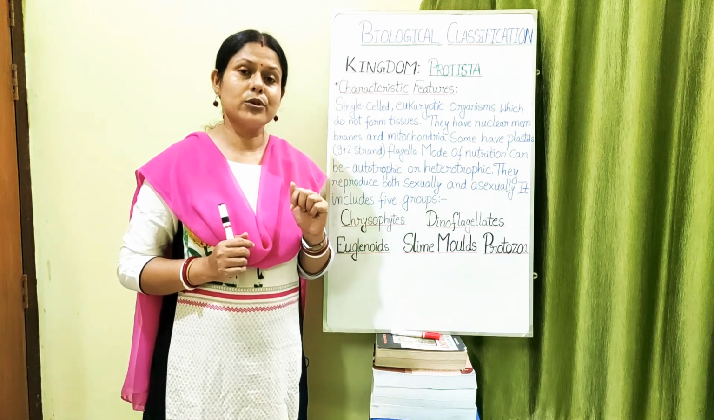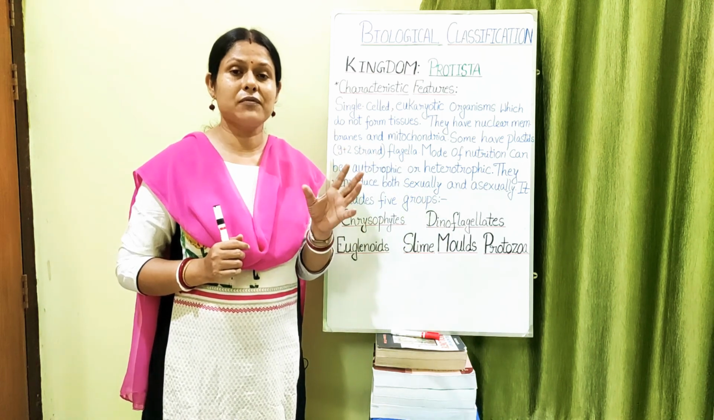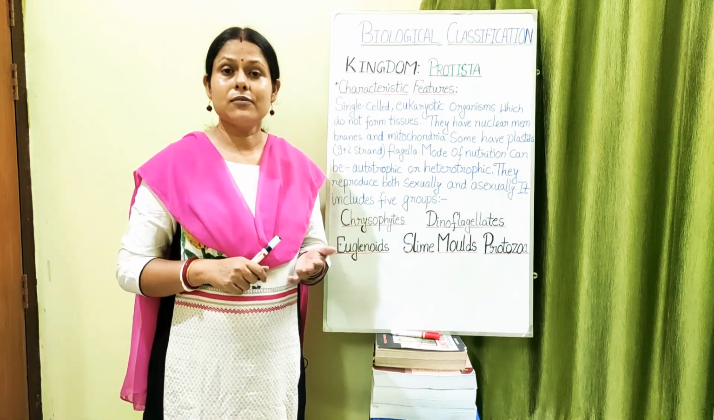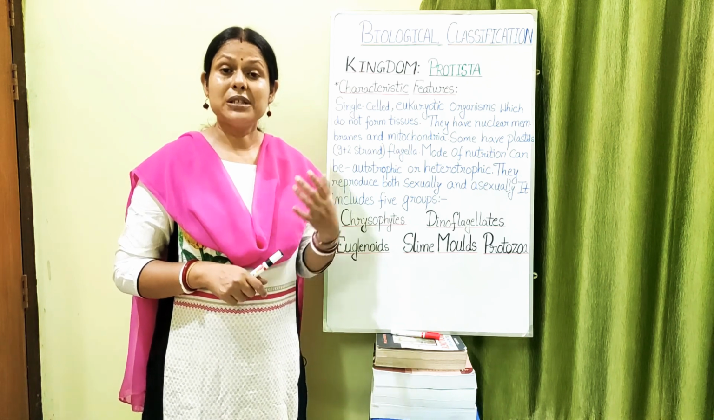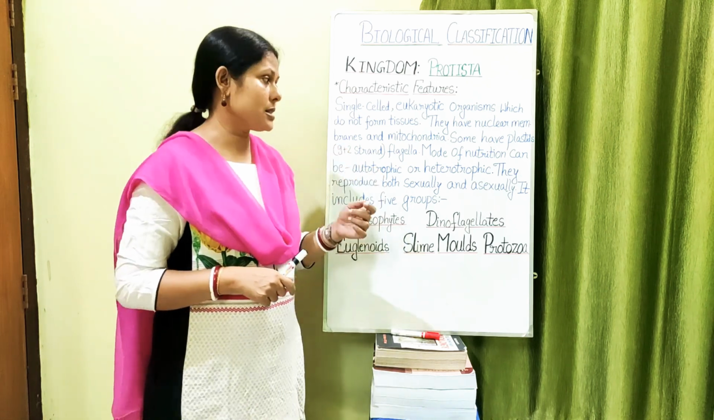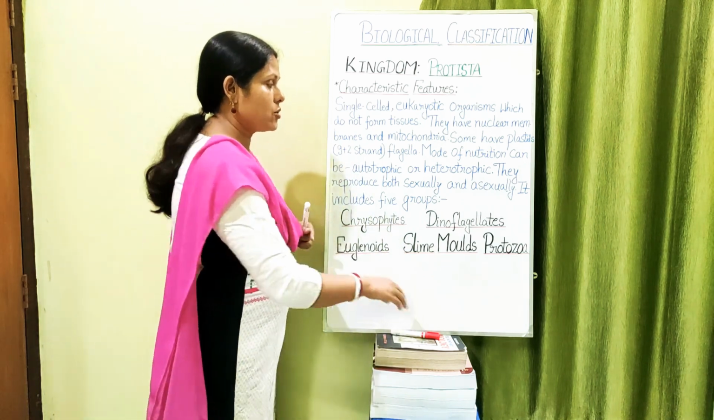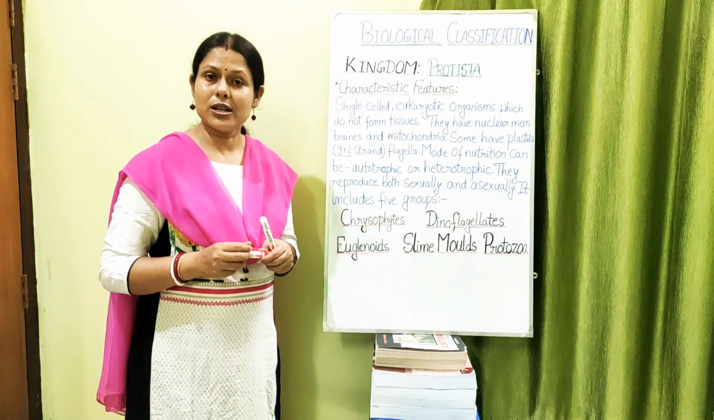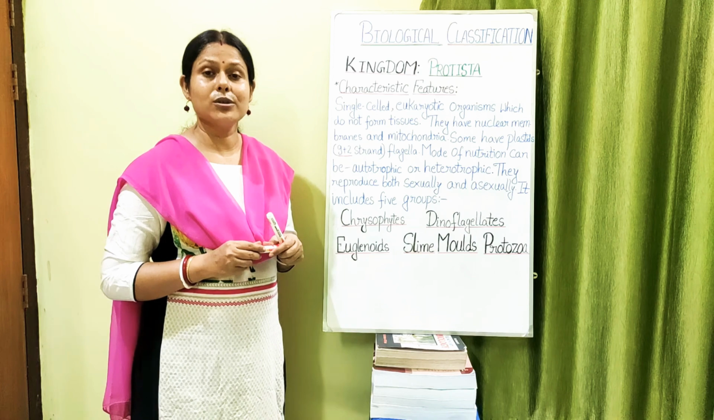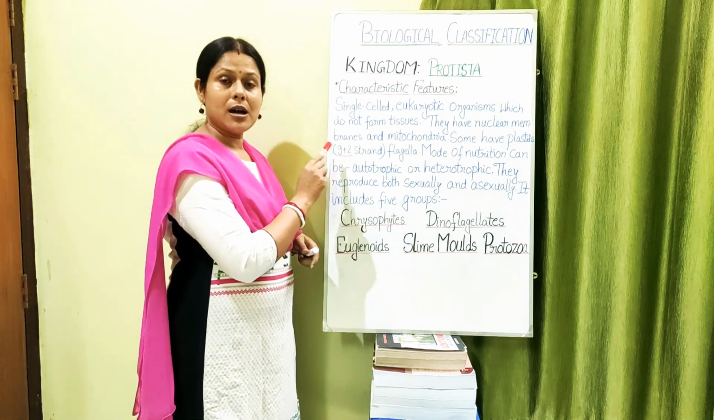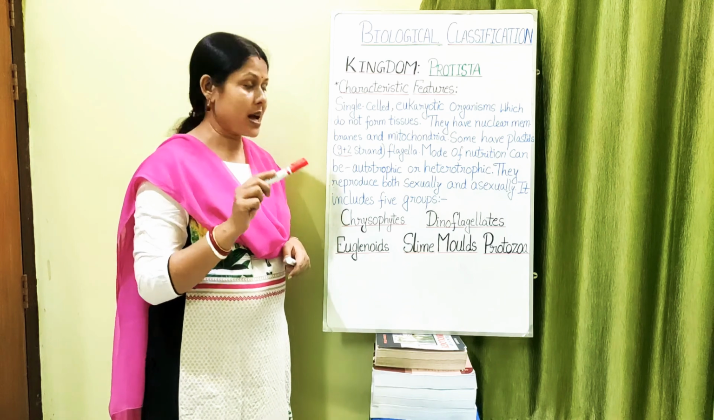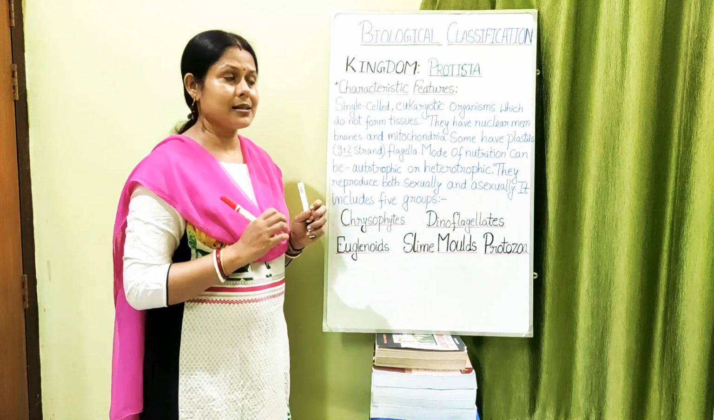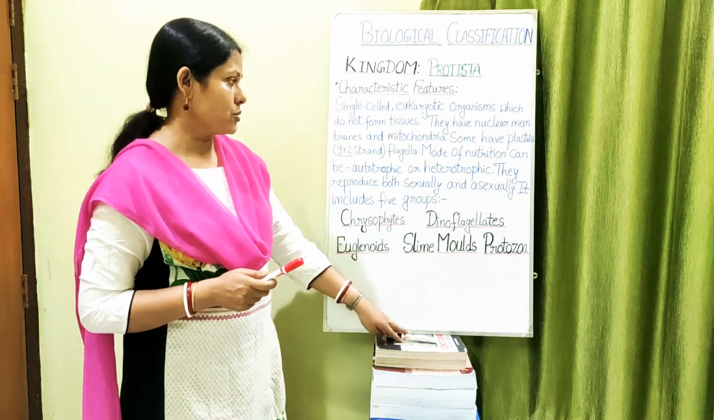Now remember, in monerans also they had flagella, but that was a very simplified flagella and there was no specific arrangement. Flagella of course is made up of the protein called flagellin, but in the organisms belonging to Protista, they show a particular arrangement in their flagella, that is the 9+2 arrangement. This 9+2 arrangement of flagella is a characteristic of the eukaryotic organisms. Peripherally there were 9 proteins, and centrally there were 2 proteins. So this arrangement of the flagella is a characteristic feature of kingdom Protista.